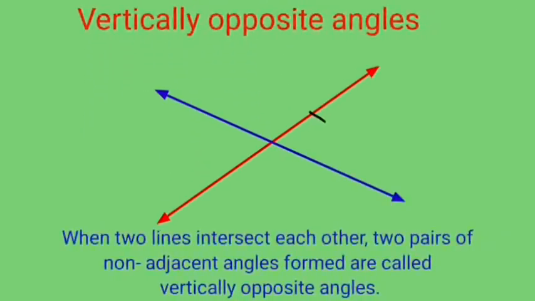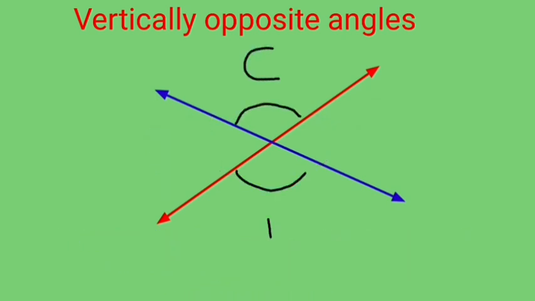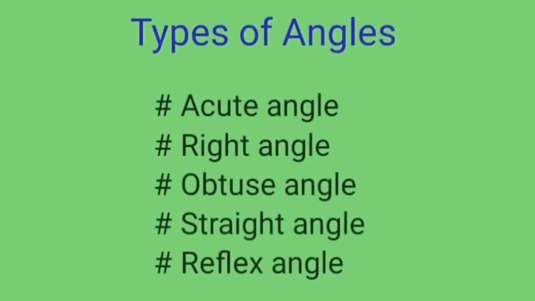When two lines intersect each other, two pairs of non-adjacent angles formed are called vertically opposite angles. A and B are one pair of vertically opposite angles and C and D are another pair of opposite angles. Here we are going to see the types of angles in detail.